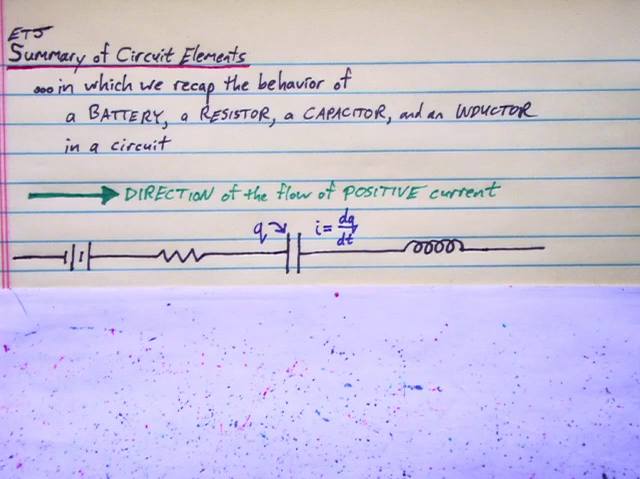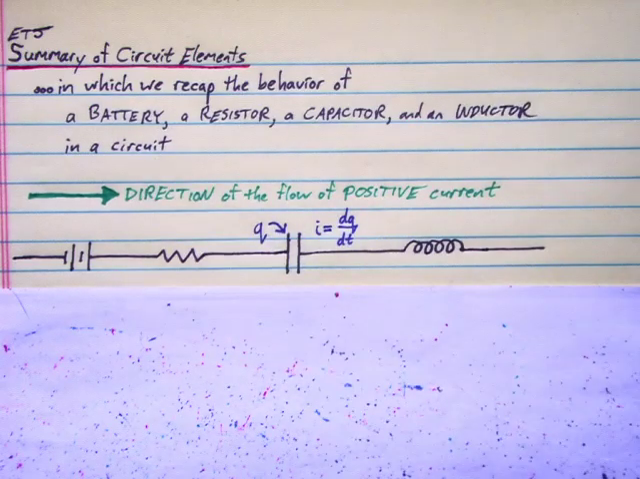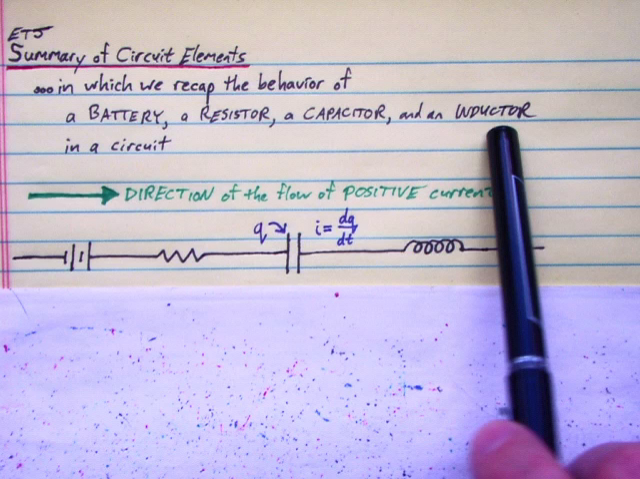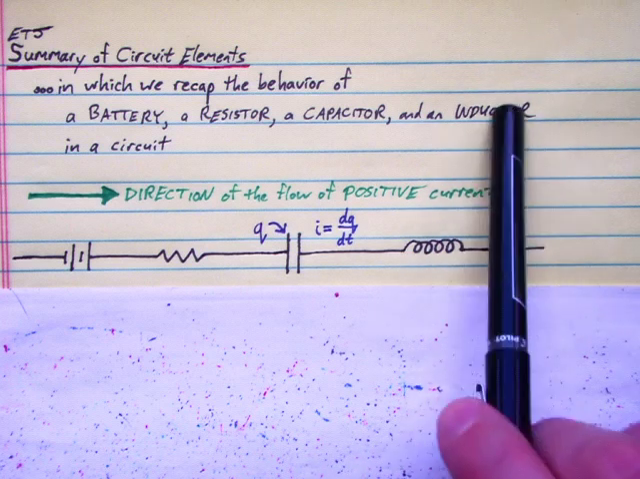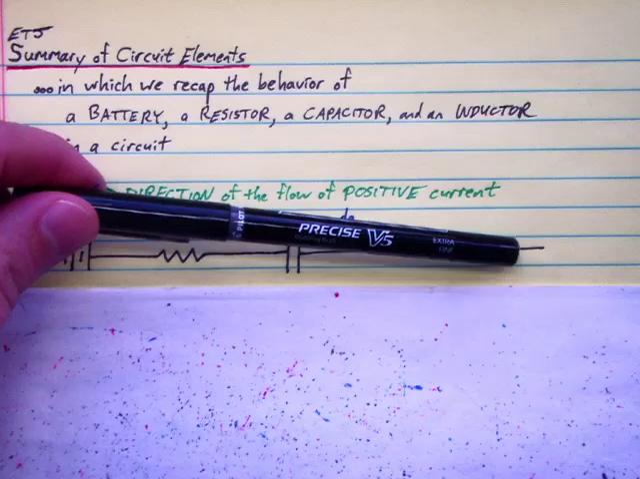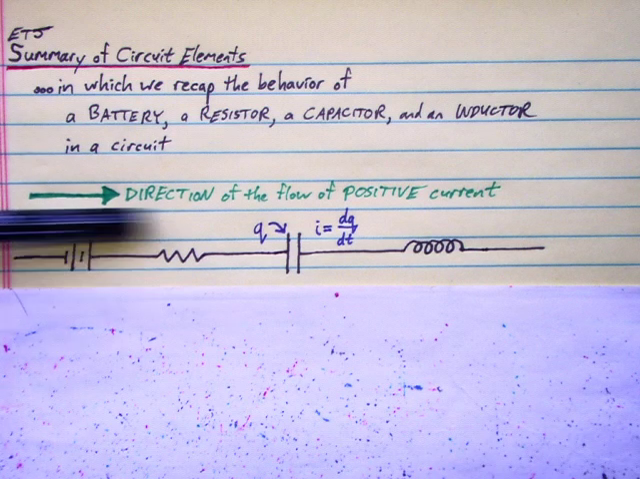This is a summary of what we've learned about the behavior of these four elements in a circuit: a battery, a resistor, a capacitor, and an inductor, meaning a coil or a solenoid. So suppose we define the direction of the flow of positive current to be to the right. That's all important. That's choosing your axes, choosing your directions. So a current flowing to the right, let's call that a positive current.